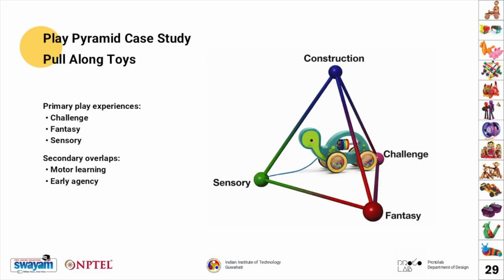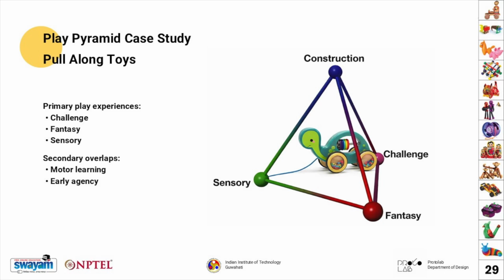At the same time, this toy clearly invites fantasy play. Because the toy has a character form, it becomes a companion. Children often imagine it as a pet or a friend that is following them. They talk to it, name it, or treat it as a living being. Here, imagination and symbolic meaning enter the play.